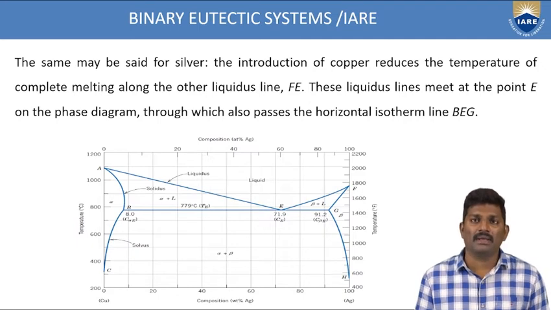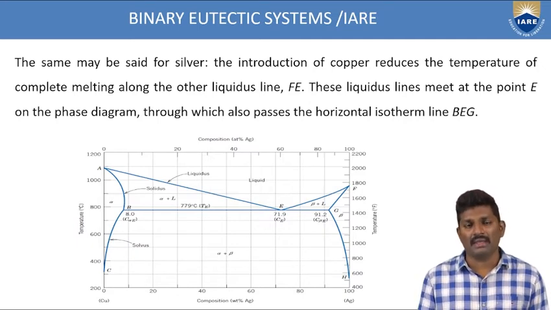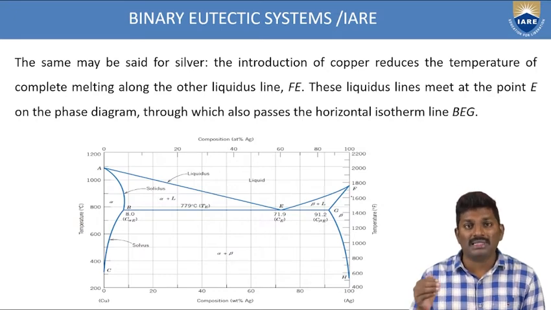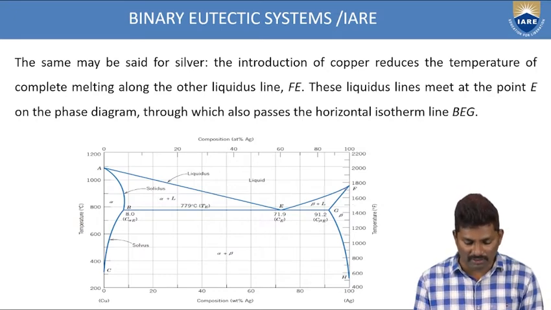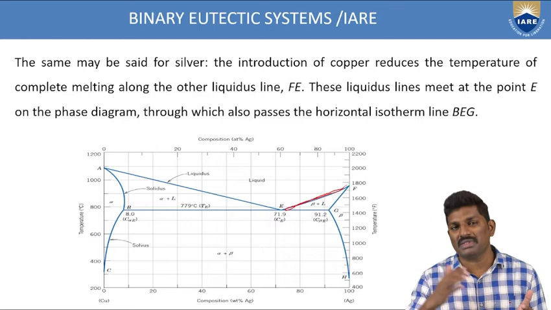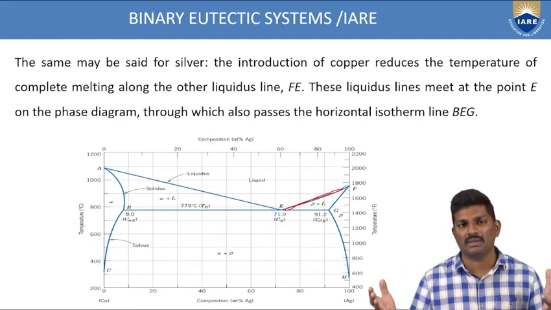And the same is said for silver. In the same way, when we are adding copper to the silver, what is happening? It is again falling down with this line, so it is also getting to EF. Just exactly opposite: whatever we are doing for the alpha phase, the same thing we have to show, we have to represent on the beta phase also.